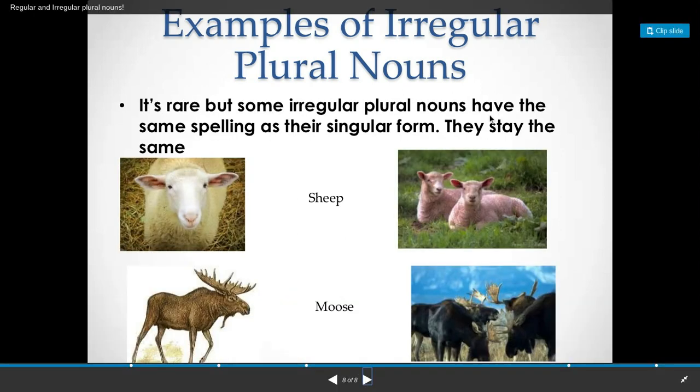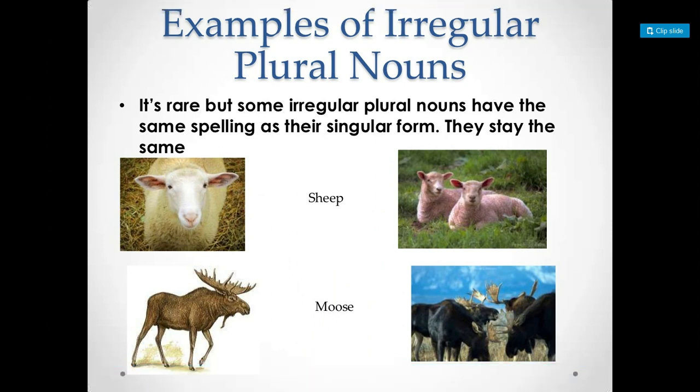And then sometimes, and these are very rare, but sometimes both the singular, so one, and the plural, more than one, is going to be the same exact word. So I can have one sheep or I can have two sheep. I can have one moose or I can have five moose, right? We also have fish, right? One fish, 25 fish is another example. So sometimes you have an irregular plural noun that you're not even going to change at all.